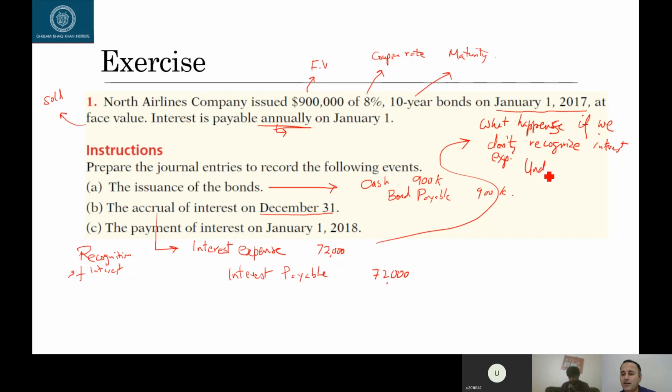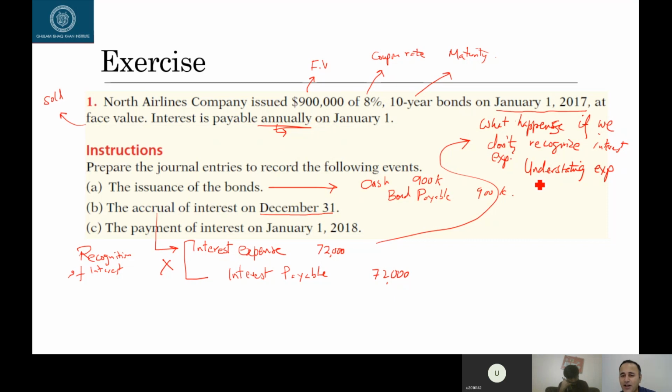I'm understating expenses. True or false, Humayun? So the question is, what happens if I do not recognize interest expense? And recognition means that I do not make this entry. Let's say if I do not make this entry in my books, what happens? Sir, you're understating my expenses, because I have incurred an expense.